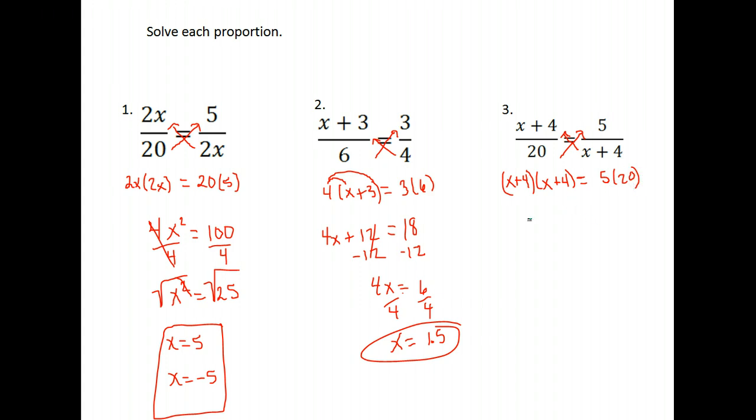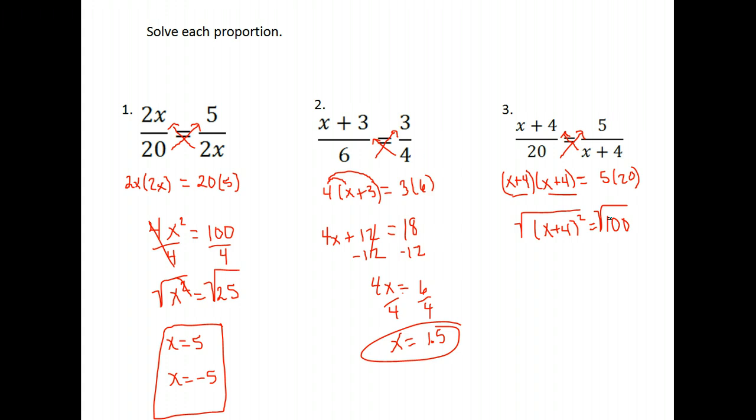We want to simplify. Now one way to write x plus 4 times x plus 4 is x plus 4 squared, because you're taking it times itself. And then we have 5 times 20, which is 100. Right, so now we have x plus 4 squared equals 100. We need to get x by itself. The whole thing is squared here, so we start by getting rid of the squared. The opposite of squaring is to do the square root.